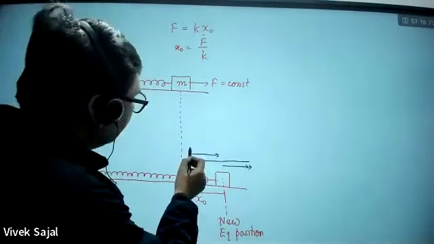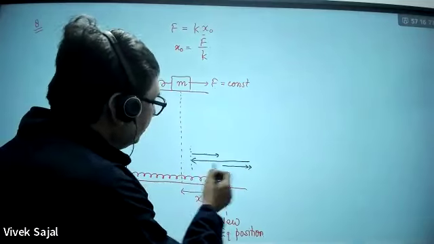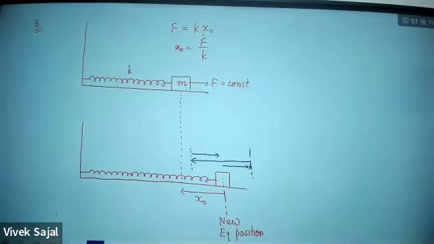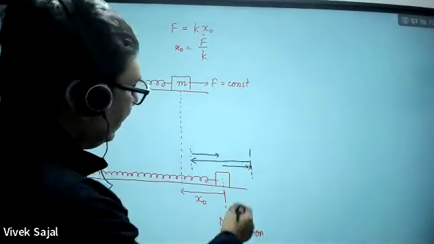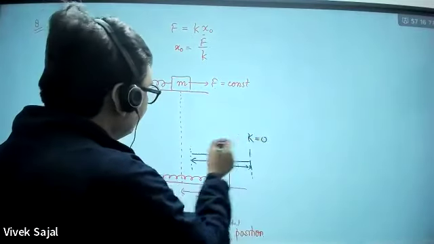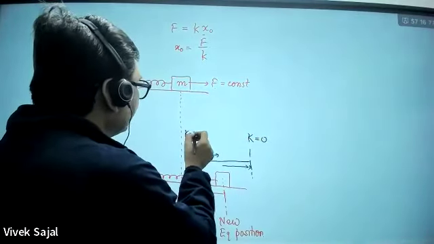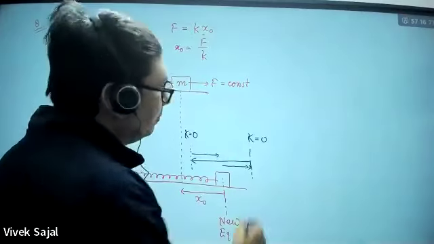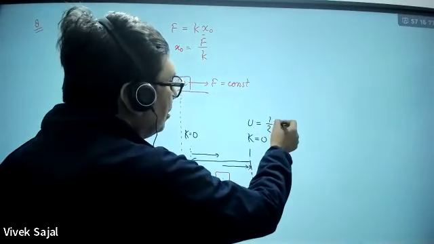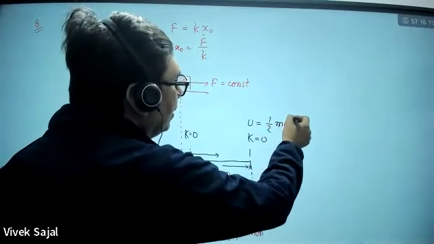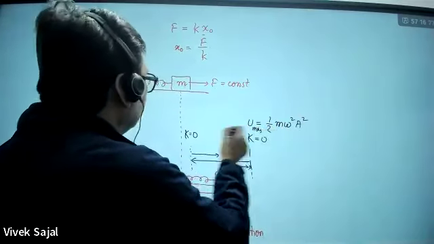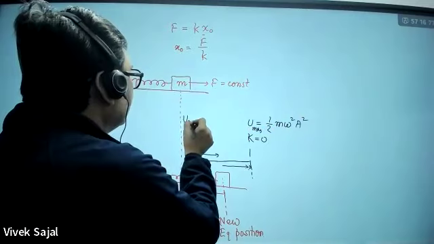Now, during this oscillation, these are the extreme positions. Clear? At extreme positions, kinetic energy will be 0. Potential energy will be maximum. Potential energy will be 1 by 2 m omega square a square. They will be U max here, and here it will be U max.